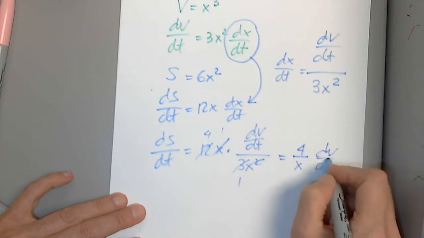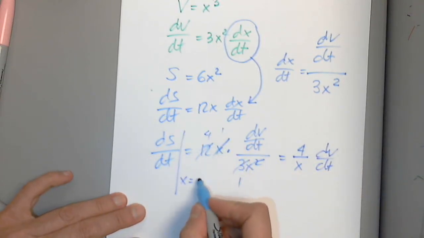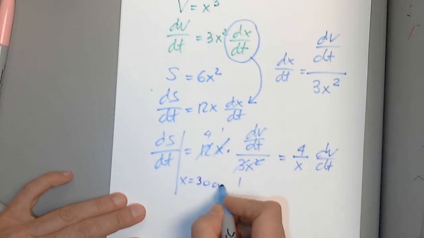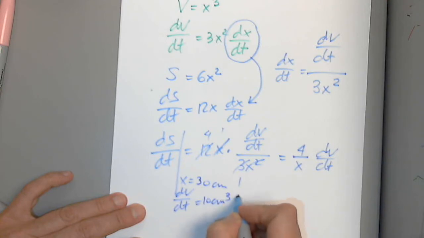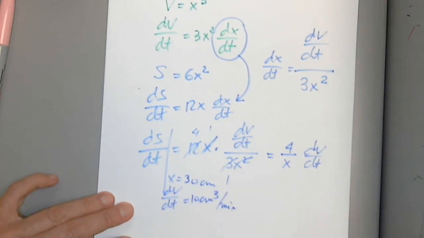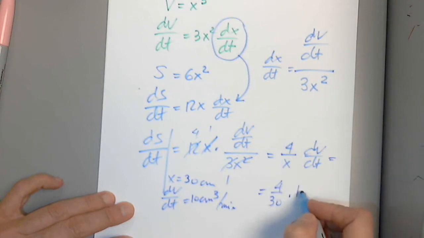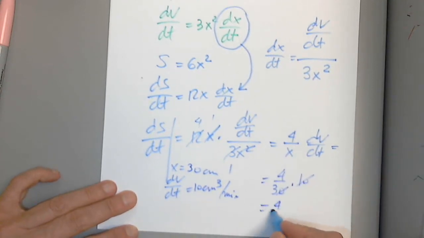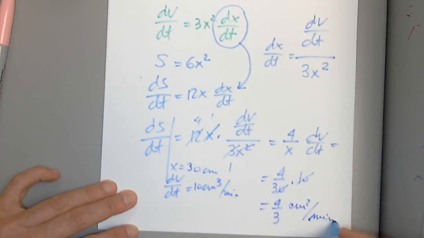times dV over dt. So now when x equals 30 centimeters and dV over dt equals 10 centimeters cubed per minute, all I have to do is plug them in. So 4 over 30 times 10, and this is 4/3. Since its area, it is centimeters squared per minute.